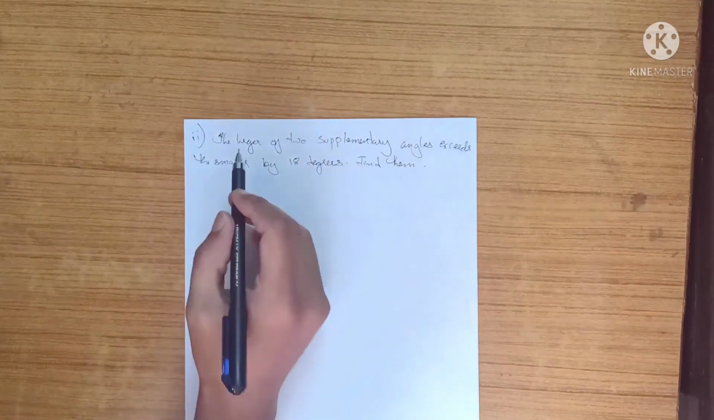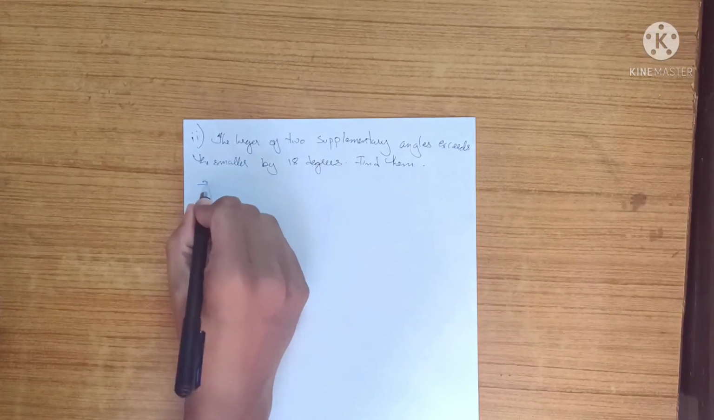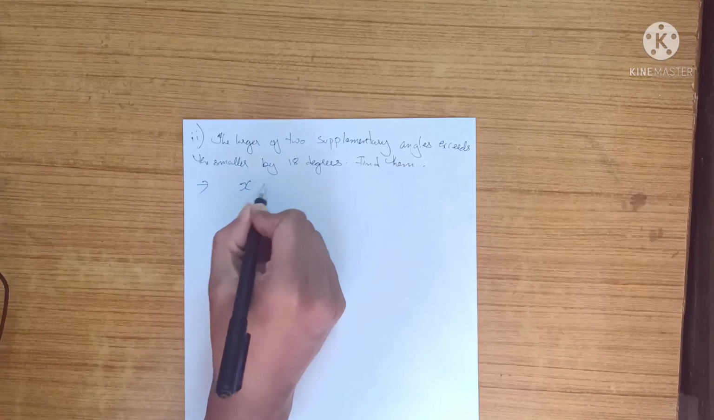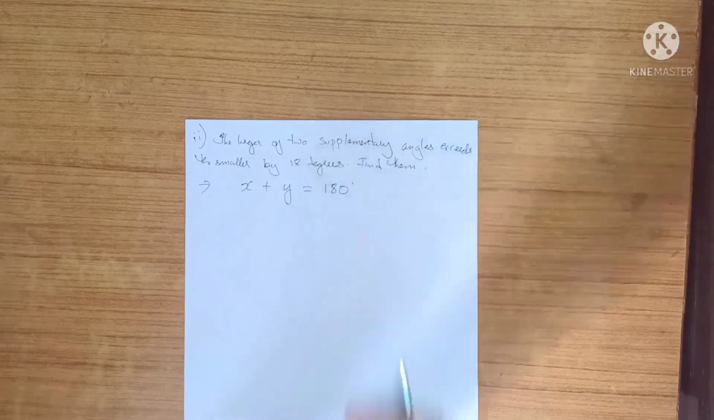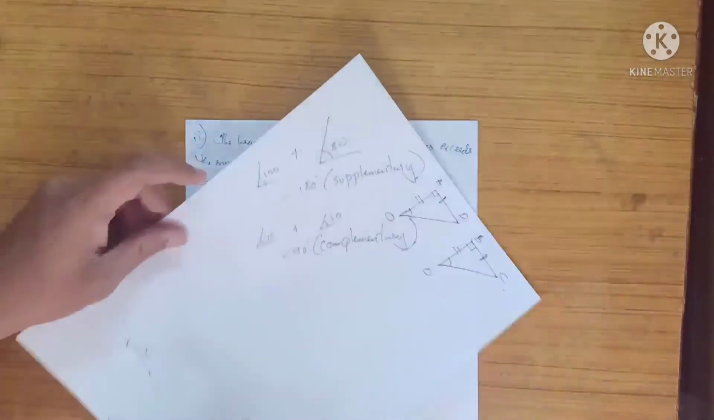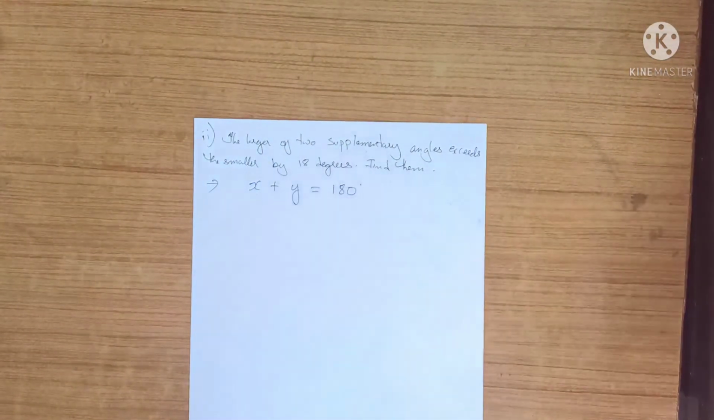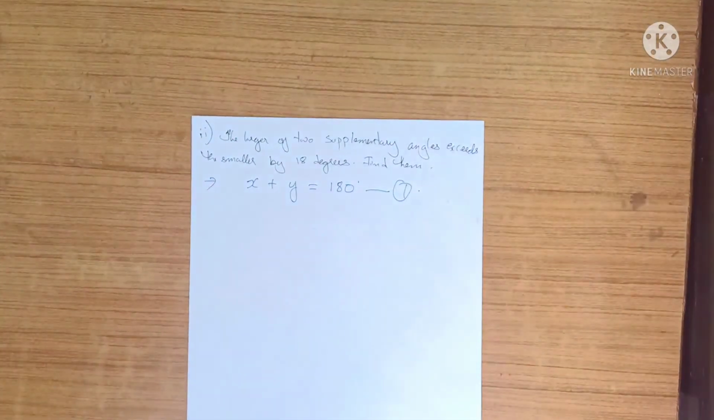Now, the larger of two supplementary angles exceeds, so there are two distinct angles, let's say x and y, and the two angles are supplementary, which means, just like how we did here, if this angle is x, this is y, x plus y will be 180. We don't know the two angles. Let's make this equation 1.